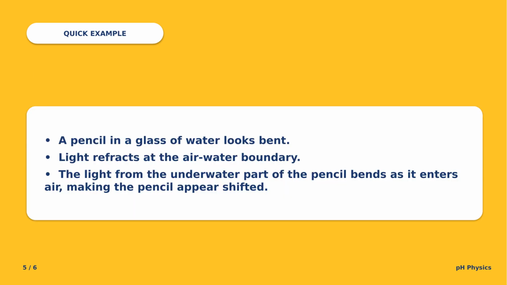Quick example: a pencil in a glass of water looks bent. Light refracts at the air-water boundary. The light from the underwater part of the pencil bends as it enters air, making the pencil appear shifted.